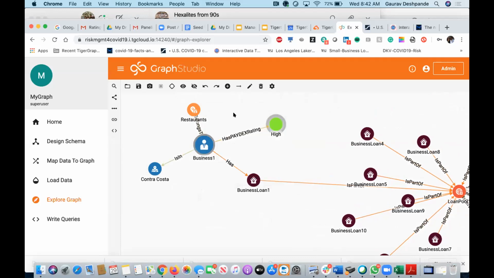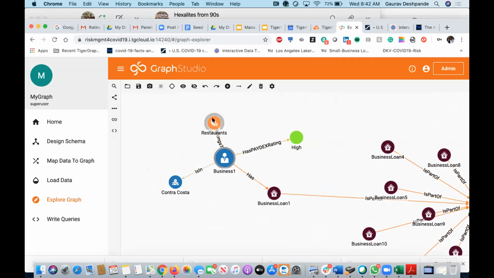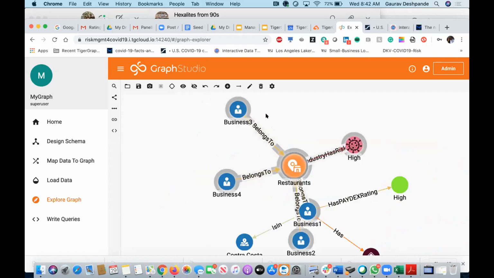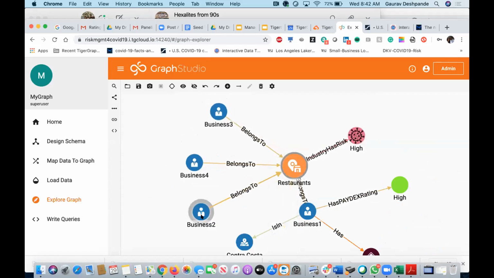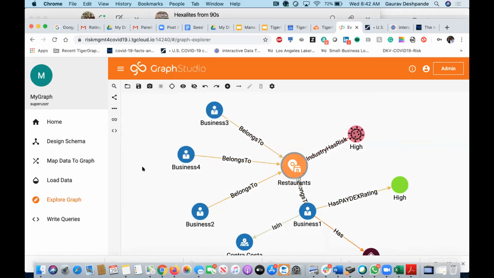Now as I look at this particular industry, let me drill down on the industry to see, and I see here that this is a high-risk industry. Not only that, there are other businesses that are part of this particular debt pool. Remember, there were business 1, business 2, business 3, business 4. Those are also part of the restaurant industry, and they are all high risk. They are part of the high risk industry.